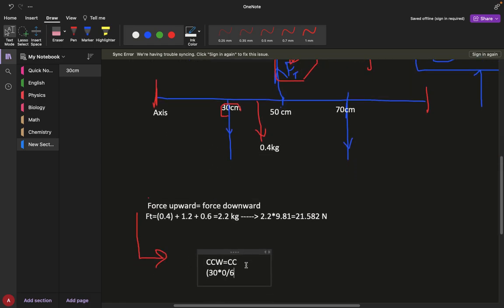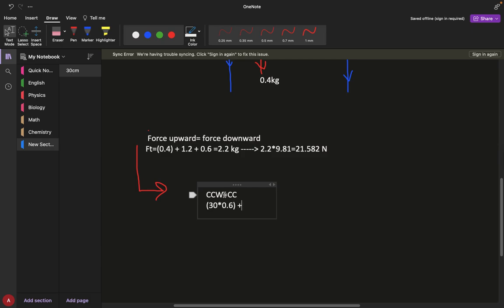0.6 plus the clockwise on the left side, okay? And now I don't know the distance, but 0.4. By the way, I forgot something else. 9.81. Okay. All right, plus 0.4 times.